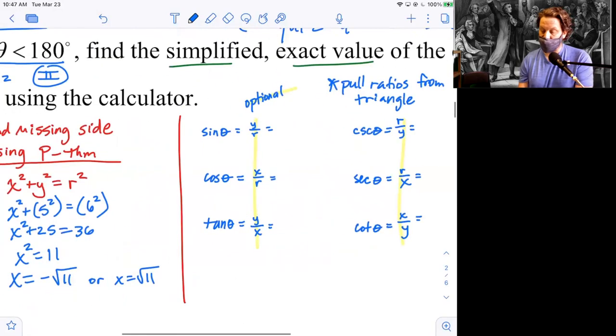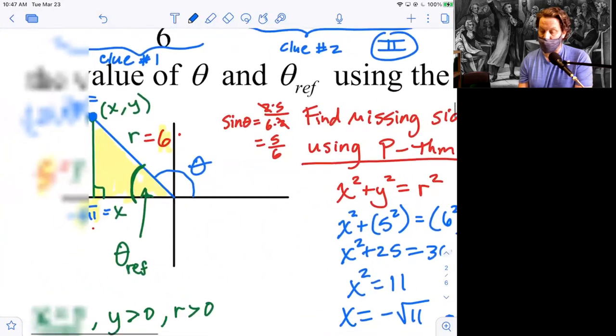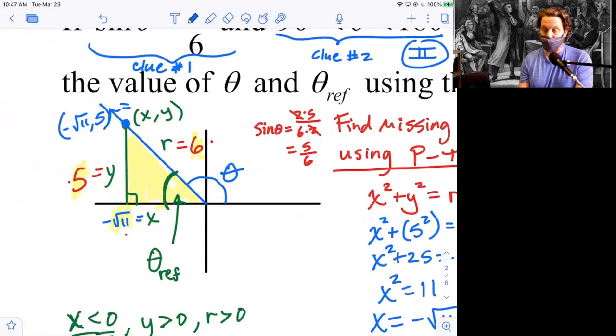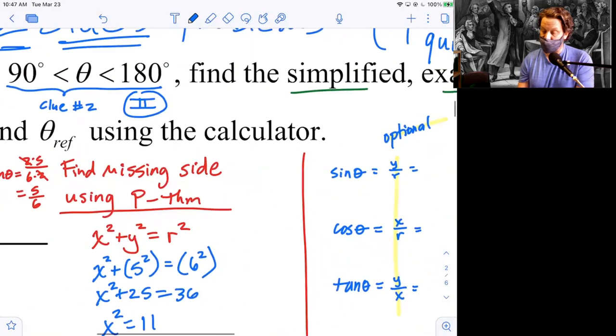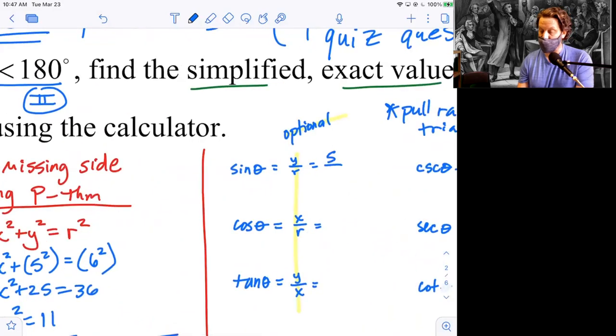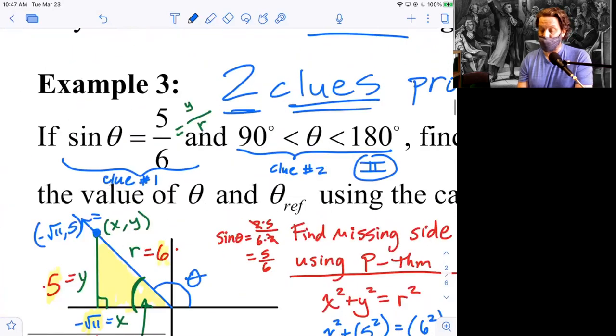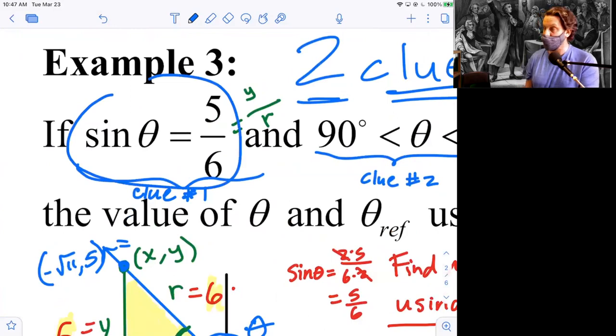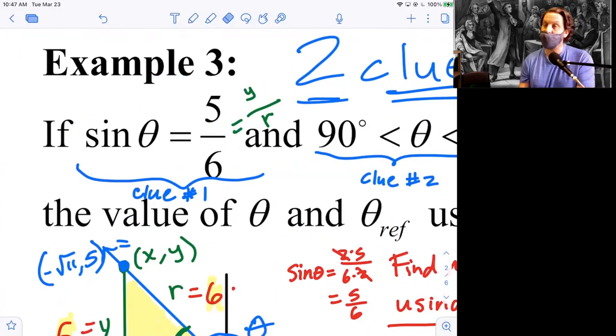So let's go ahead and see what sine is. Sine is y over r. So for us, that's the vertical over the hypotenuse. That's 5 over 6. Is that what was given? Yeah. So if I compare it to what was given, did I get the same answer? Yes. So that's a check to make sure you've done it correctly.